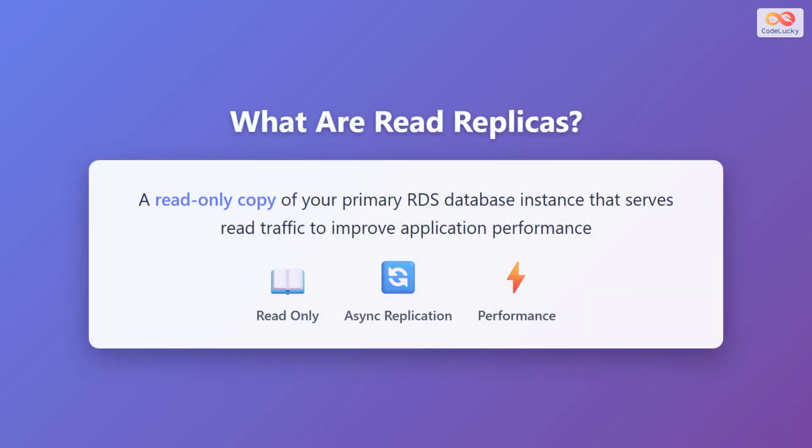A read replica is a read-only copy of your primary RDS database instance. It serves read traffic, which helps improve your application's overall performance. The primary database handles both read and write operations, while the read replica only handles read queries. Data is copied from the primary database to the replica using asynchronous replication, meaning there's a slight delay between when data is written to the primary and when it appears on the replica.